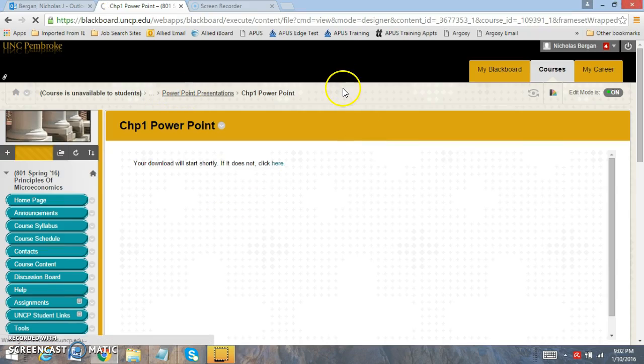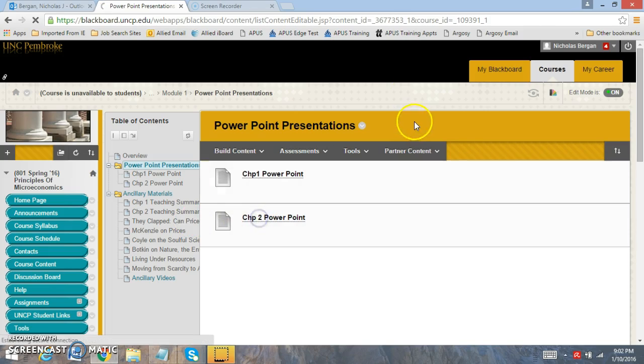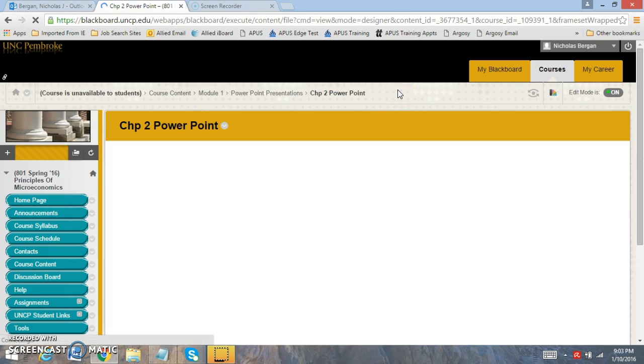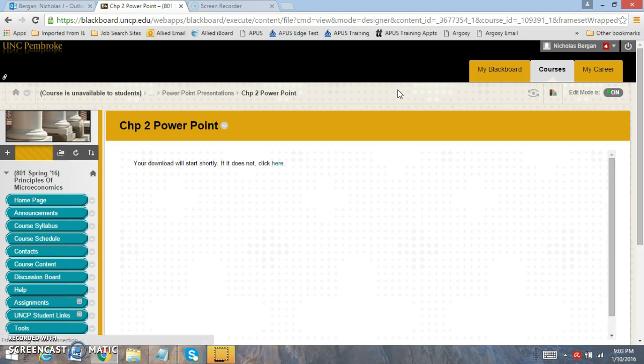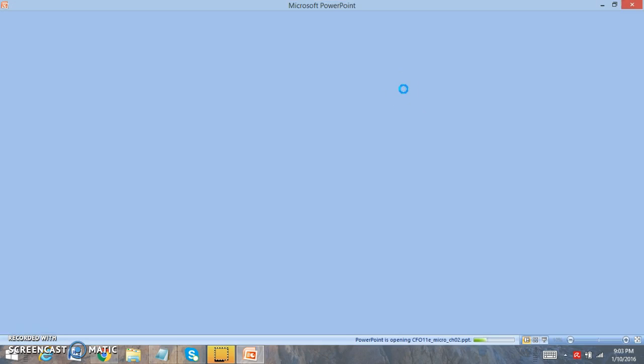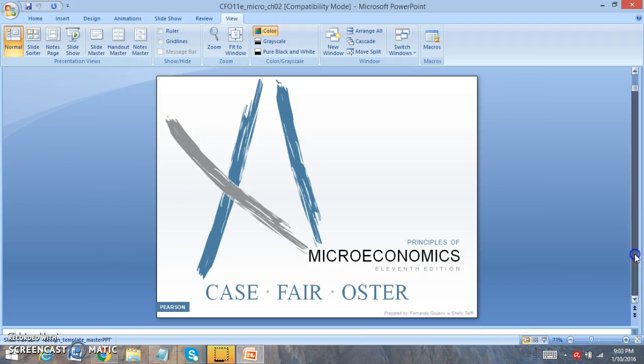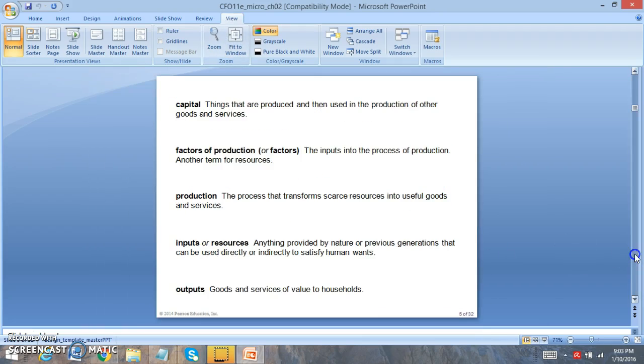Now let's check out Chapter 2 and some of those concepts as well. Chapter 2 is going to focus on the factors of production. And there are four main factors of production that we're focused on.